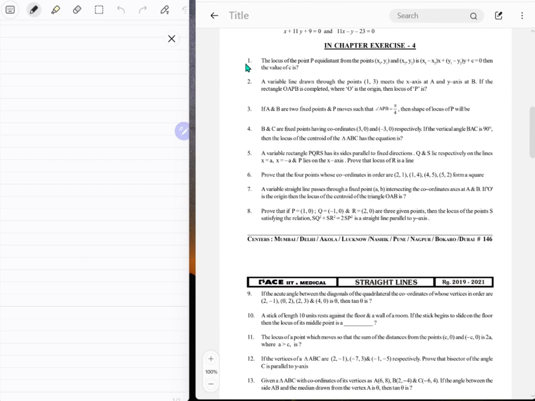Okay, in chapter exercise 4, first question: the locus of point P equidistant from these 2 points is this thing, then the value of C is. So by this point, we really need a general formula for any perpendicular bisector, right? Let's just derive this. So question number 1.